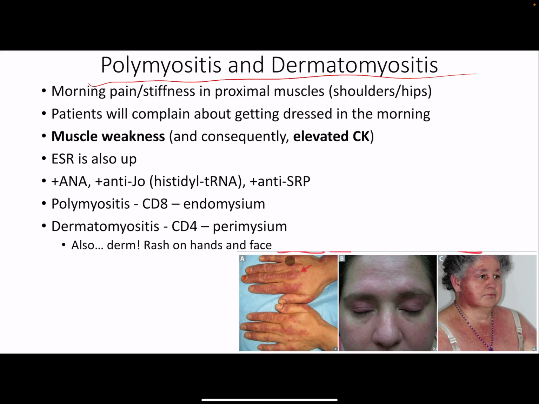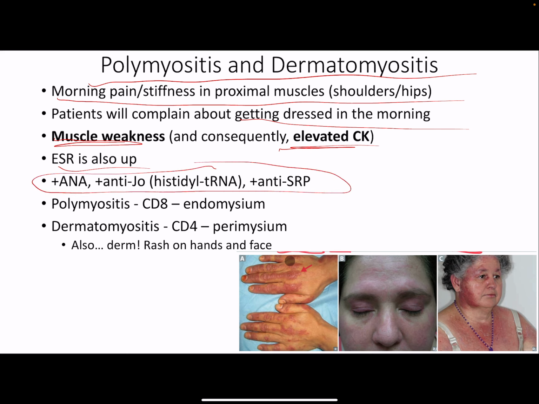Polymyositis and dermatomyositis are very similar: morning pain and stiffness, and people are going to complain about getting dressed. The difference, one of the many differences, is that you have muscle weakness in this case. Because muscles are being damaged, your CK levels go up. SED rate might also be up. You have all of these antibodies present. Now to differentiate polymyositis versus dermatomyositis, CD8 is going to be for poly. I think of 8 as mini, so that's poly. And then CD4 is going to be for dermatomyositis.